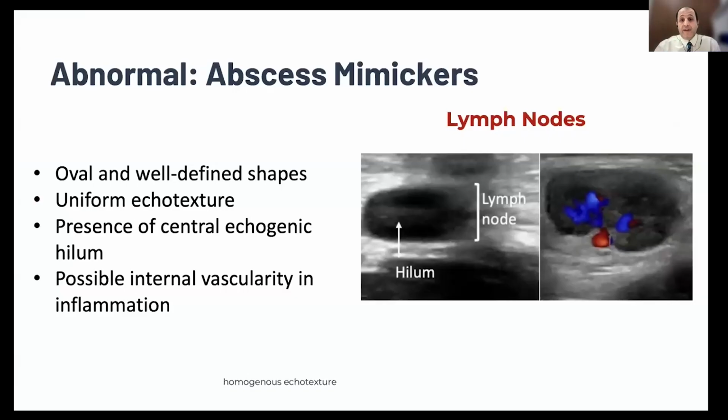One thing we need to consider when doing the ultrasound, especially for abscess, is abscess mimickers. One of them is lymph nodes. Lymph nodes are usually oval with well-defined shapes and uniform echotexture, and they have a very echogenic structure inside called the hilum. Sometimes if it is an inflamed lymph node, we may have internal vascularity inside the lymph node, a finding that we don't have in an abscess.